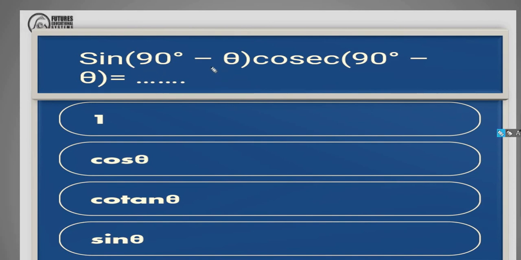Sine of 90 minus theta is in the first quadrant. In the first quadrant, all the trig functions are positive. It gives me cosine; with 90, convert the sine to cosine. We know that before: cosine theta. Cosec of 90 minus theta is in the first quadrant, all positive. With 90, convert cosec to sec. Cosine times sec, reciprocal, gives me 1. Any function times its reciprocal equals 1.